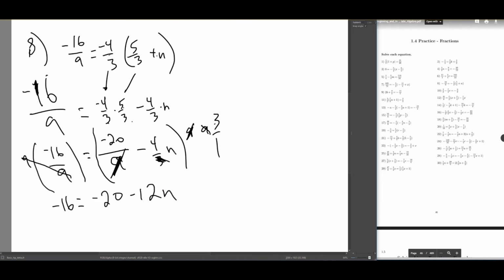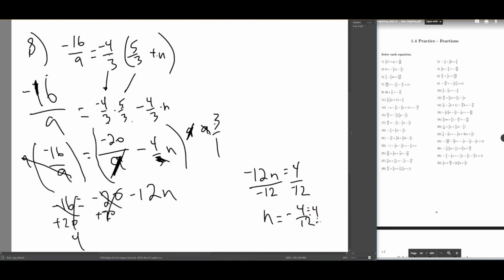All right. Put everything to one side. Plus 20 here. Plus 20 here. Right? This erases. This becomes 4. So minus 12n equals 4. Divide both sides by negative 12. I get n equals negative 4 over 12. If I divide the top and the bottom by 4, I get n equals negative 1 over 3.